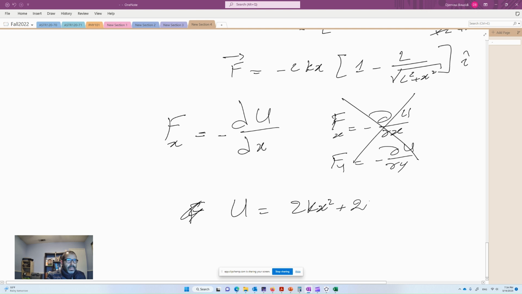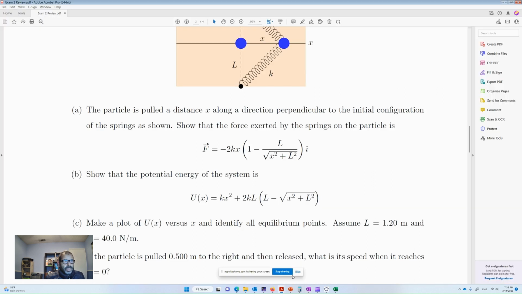Plus 2kl times L minus the square root of L squared plus x squared. Okay? For some reason. And in here, all I have to do is take this derivative and show that indeed it's that potential. Finally, let me check something in here.